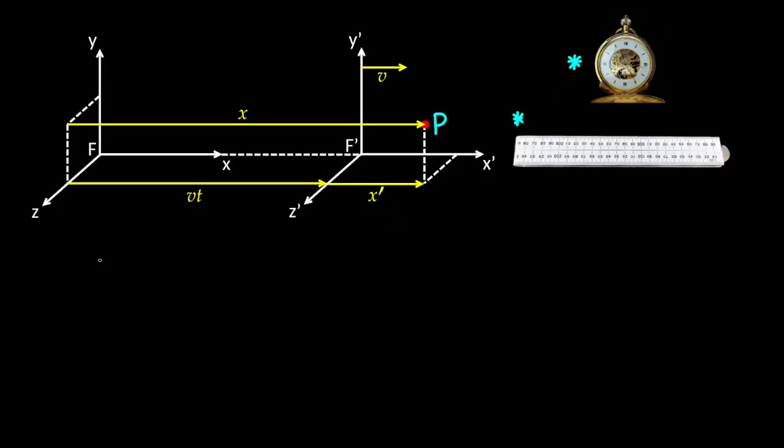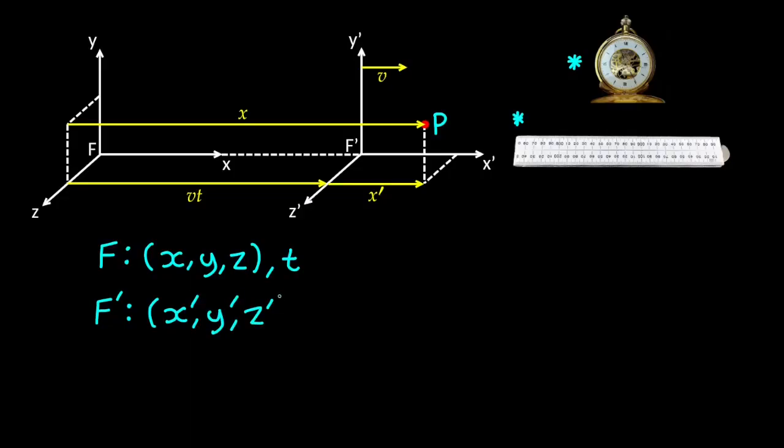An observer in frame F specifies the position of the event relative to the origin using x, y, and z coordinates, and also specifies the time when the event occurs. Similarly, the observer in the primed frame specifies the coordinates x prime, y prime, and z prime, which give the location of the event relative to the origin of the primed frame, and he also specifies when the event occurs using time t prime.